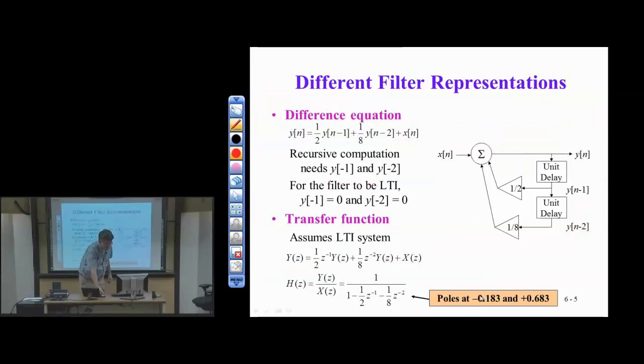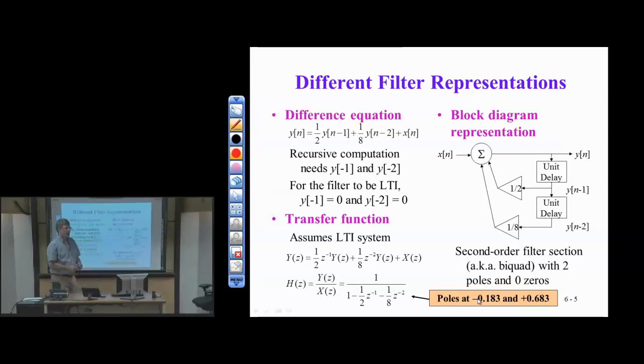Let's make it a little more complicated. Let's go with a second-order system. So I now have dependence on the previous output, y of n minus 1, and the output from 2 samples ago. So here's y of n minus 1, here's y of n minus 2. And I'm still going to process the input, the current input value, x of n.